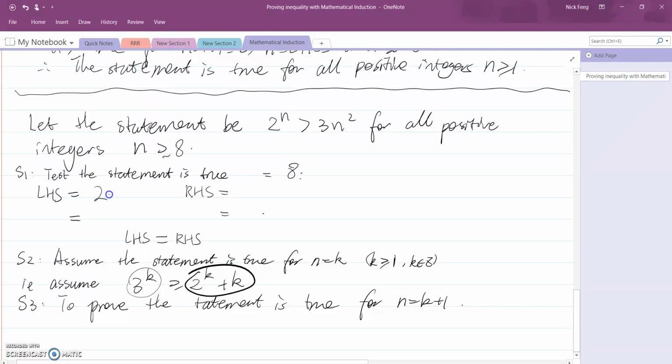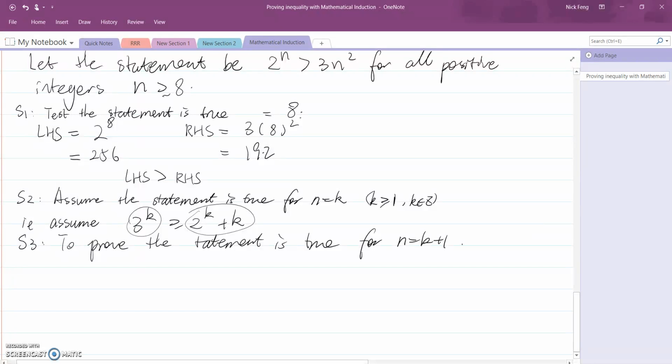So 2 to the power of 8, that is 256, because 2 to the power of 10 is 1024. And then 3 times 8 squared, that is 3 times 64, 192. Okay, so therefore left hand side is greater than right hand side.